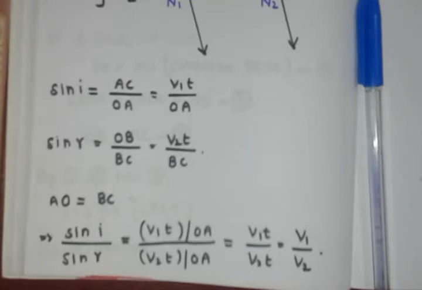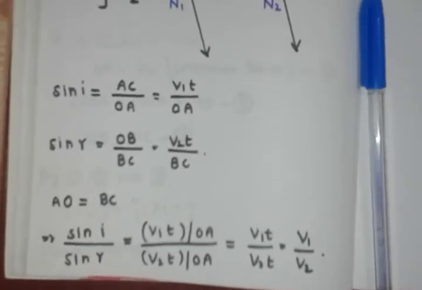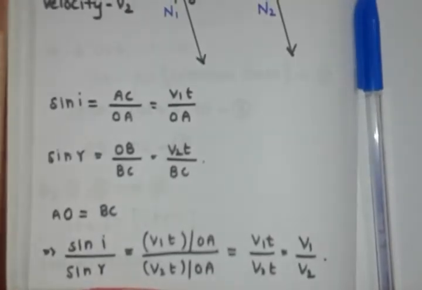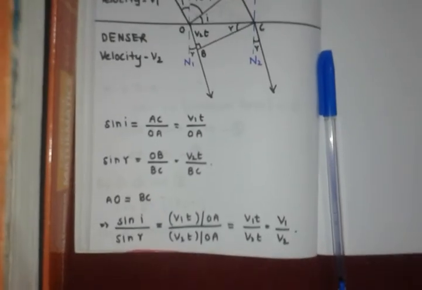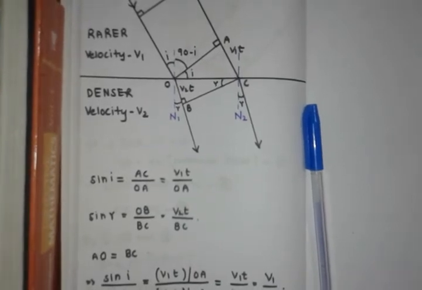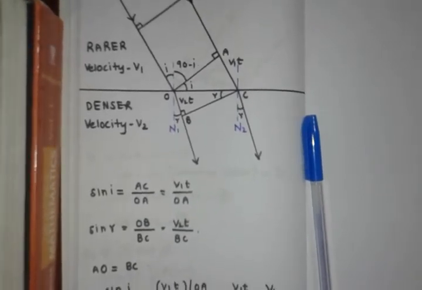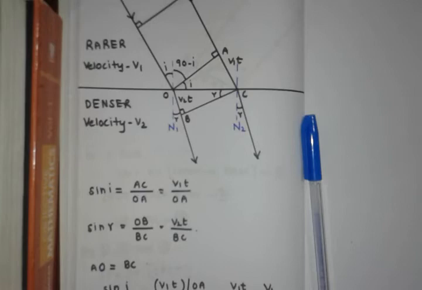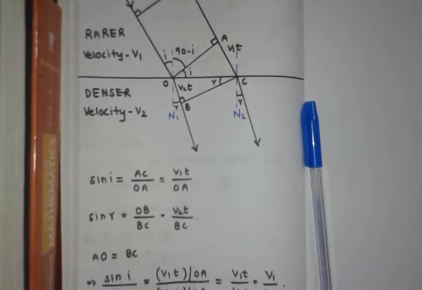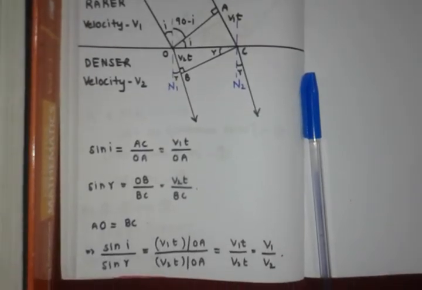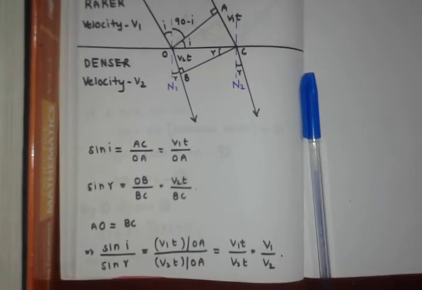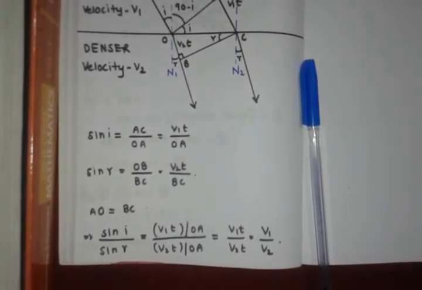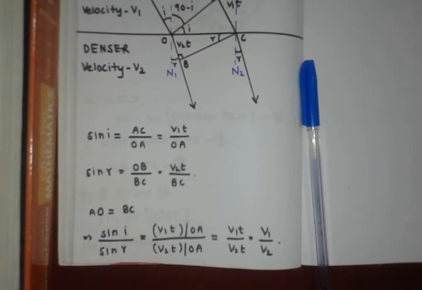Thank you guys for watching this video, and as usual I give you a quick snapshot of what I've done in this derivation. There you go. That's the figure, and we took angle of incidence and angle of refraction to be inside those two triangles, that is AOC and BOC, and we wrote the respective equations, took AC as v1t and OB as v2t, divided both the equations to cancel OA and t to get v1 over v2.